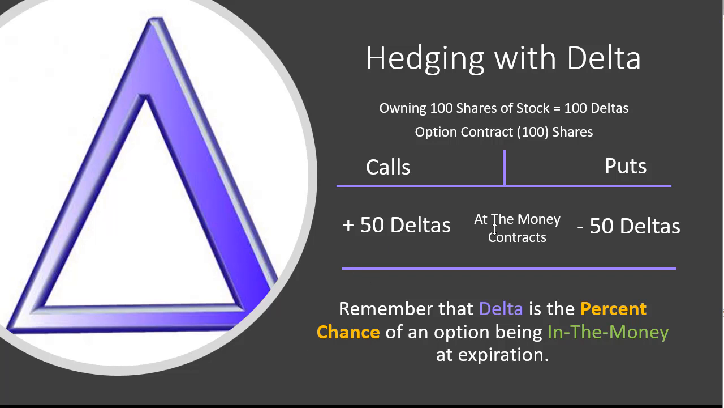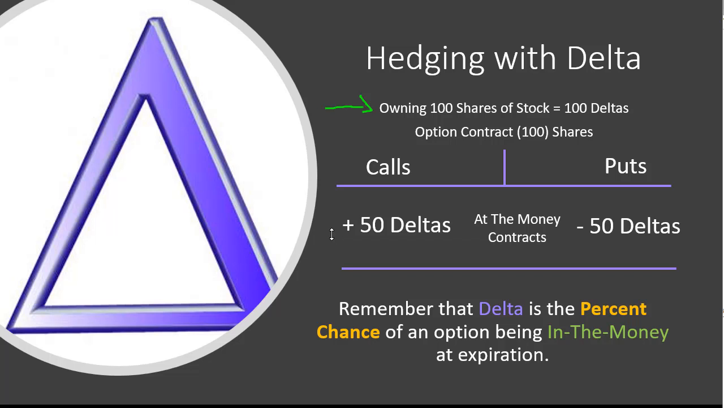If you take a look at hedging with delta, a lot of folks don't think about this or even know this: if you own 100 shares of a stock, if you own 100 shares of Microsoft, you are long 100 deltas. Each stock position that you hold carries a delta value. You own 50 shares of something, you have 50 long deltas. If you're short 50 shares of something, you have 50 negative deltas.